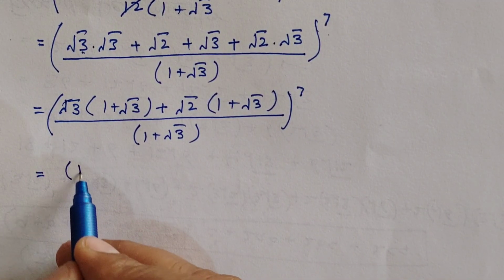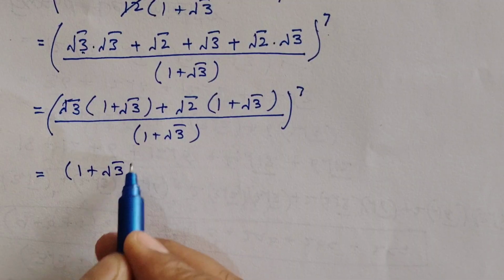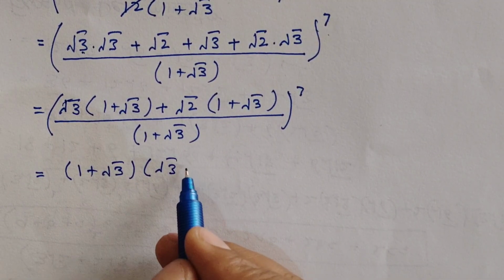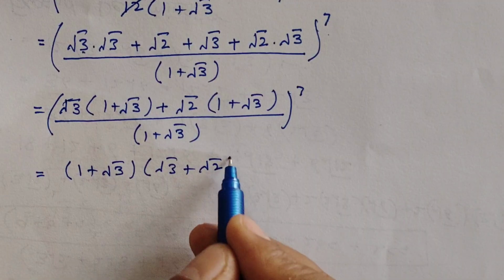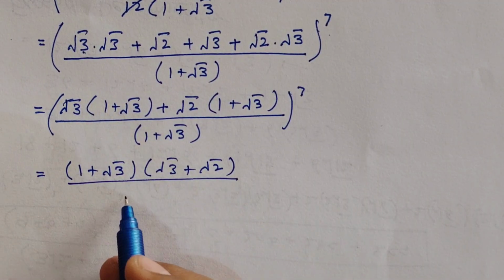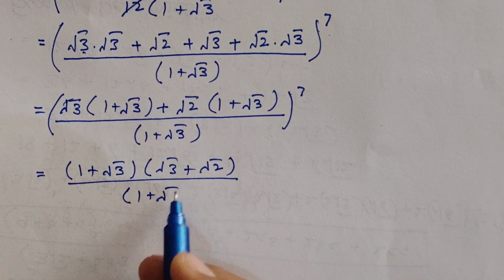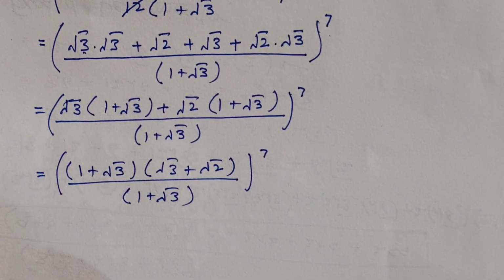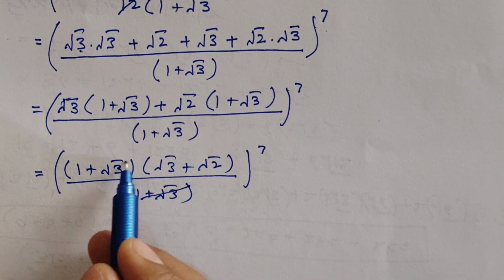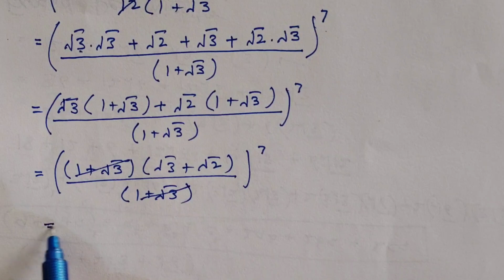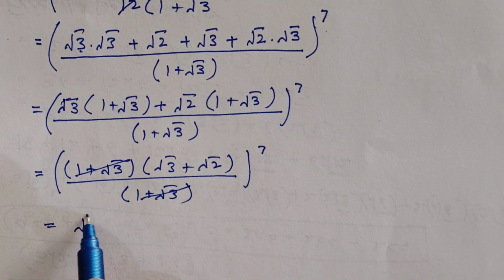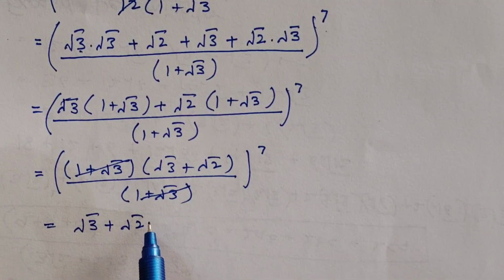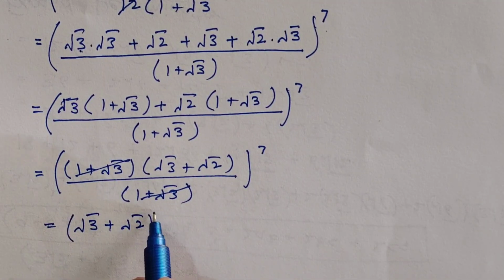Now we solve this equation further. 1 plus square root of 3 into square root of 3 plus square root of 2 divided by 1 plus square root of 3 whole power 7. 1 plus square root of 3 is cancelled by each other. Now we get square root of 3 plus square root of 2 whole power 7.